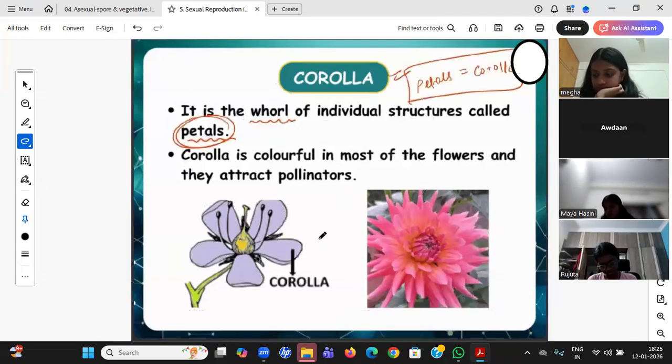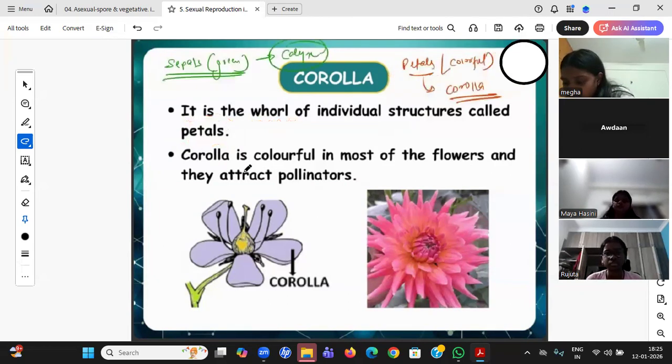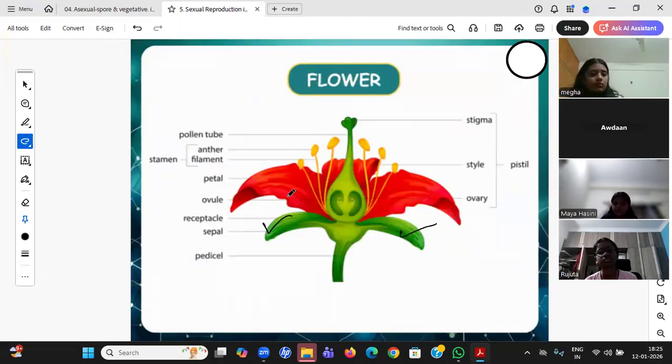Okay, so if you want to define corolla, you just need to write this keyword: collection of petals, or circular arrangement of petals, or whorl of petals is nothing but corolla. Okay, so we have finished two things. Again, I am repeating the names. The green color leaves are nothing but sepals. If they are arranged in a circular pattern, we call it calyx. The colorful things are nothing but petals. If they are arranged, we call it corolla. Okay, calyx, corolla. We have finished this part, we have finished this part.